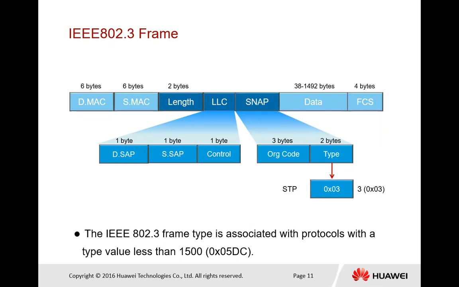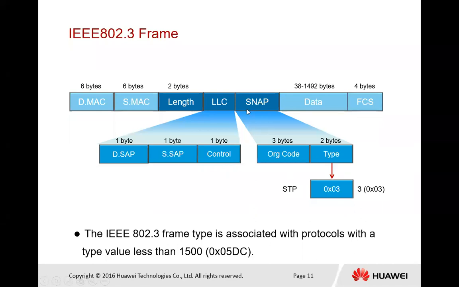Next we have LLC. The LLC field contains 3 bytes, divided into different categories. The first byte is for DSAP and the second is SSAP, the service access points, specifically for destination and source, and 1 byte for the control field.